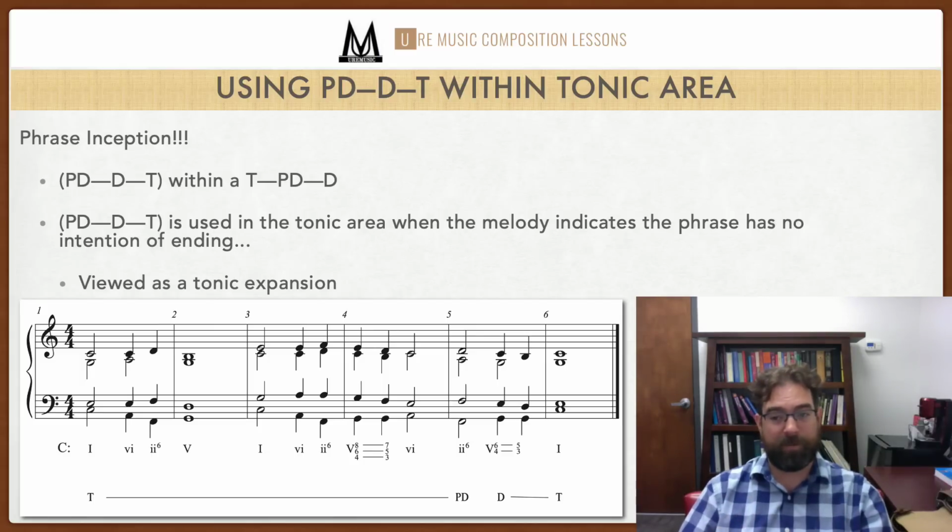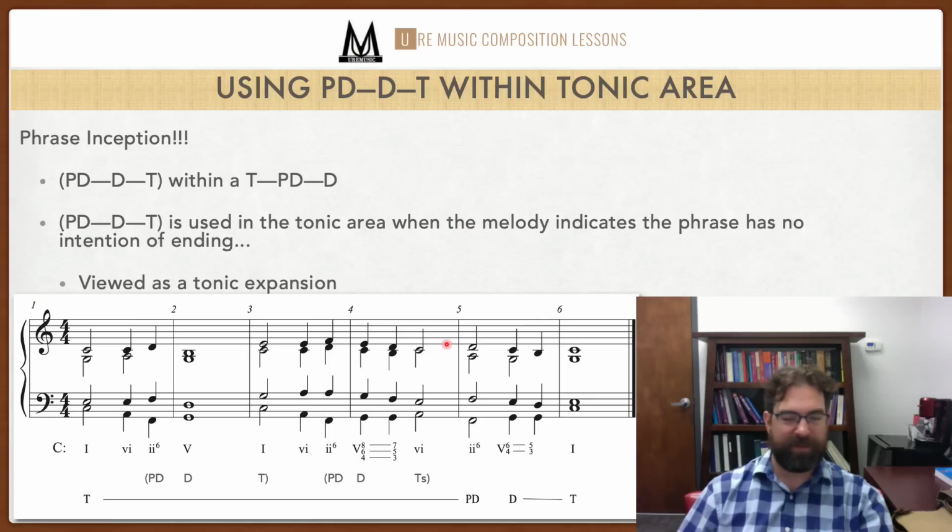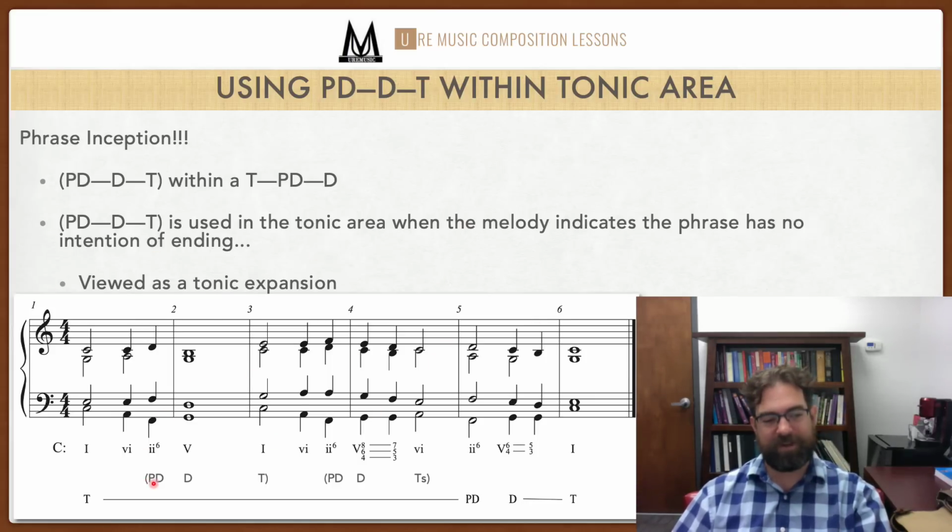and more forward motion. So the way we would write this in analysis is just underneath the predominant, we put it in parentheses. We write PD, D, and then T with an end parenthesis to indicate that's the end of the embedded phrase model. Here, we write PD, D, and then TS because this is actually a tonic substitute. And this is a commonly used piece when talking about the embedded phrase model because it's very easy to show where your embedded phrase model actually is. So you might see this in a composition.